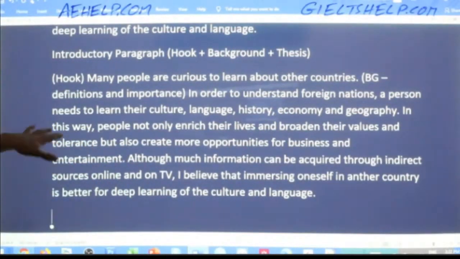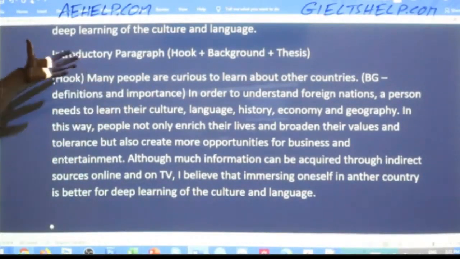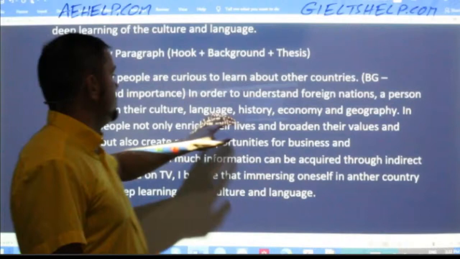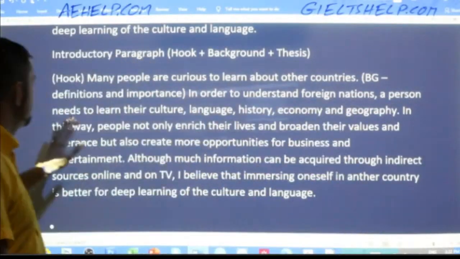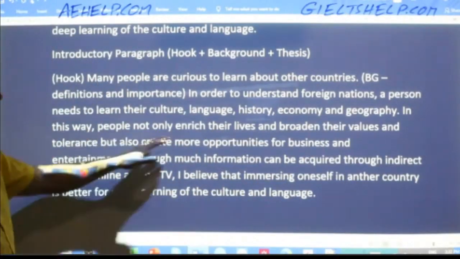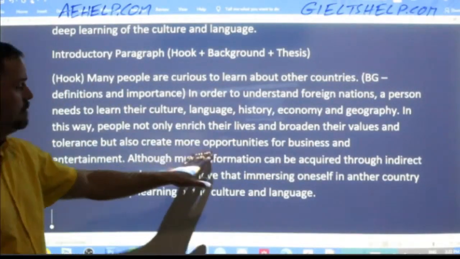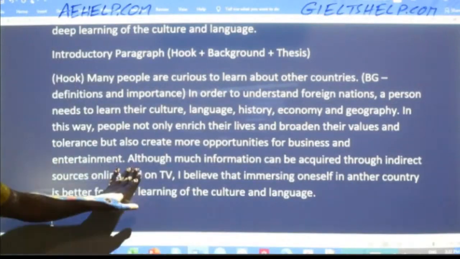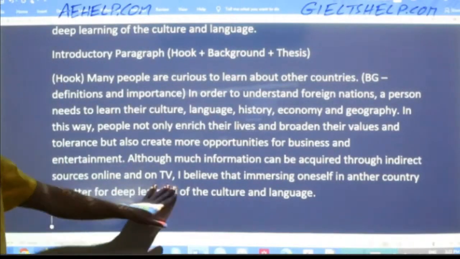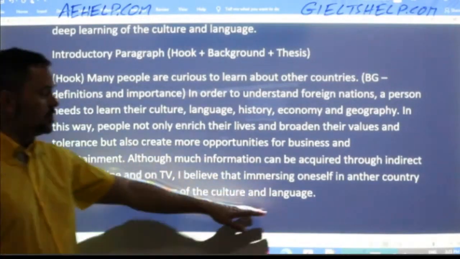So here we go. This is my introduction. I'll take a look at a couple more after, okay? But just read mine and see if that makes sense for this question, okay? Many people are curious to learn about other countries. In order to understand foreign nations, a person needs to learn their culture, language, history, economy, and geography. In this way, people not only enrich their lives and broaden their values and tolerance, but also create more opportunities for business and entertainment. Although much information can be acquired through indirect sources online and on TV, I believe that immersing oneself in another country is better for deep learning of the culture and language, okay?